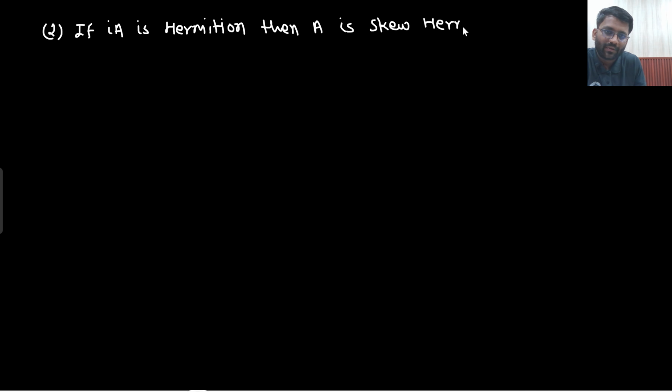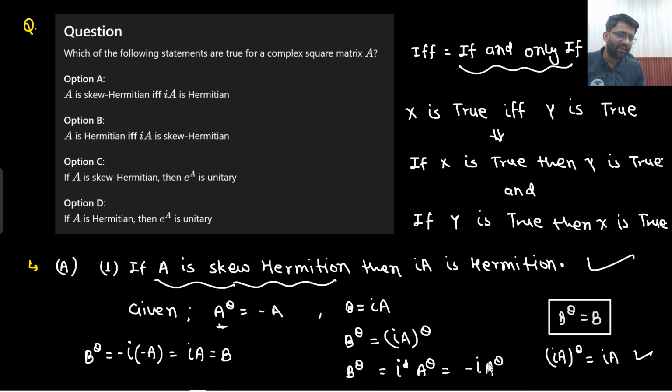So if IA is Hermitian, then A is Skew-hermitian. Okay, so what is given? That IA is Hermitian. That means the conjugate of this matrix is equal to this matrix only. This is given. Now the conjugate of this matrix could be written as minus I A theta, because I told you this property.